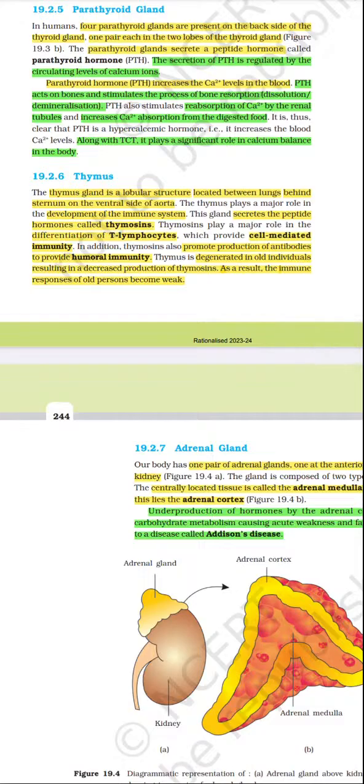Thymus. The thymus gland is a lobular structure located between the lungs behind the sternum on the ventral side of the aorta. Plays a role in the immune system; it secretes the peptide hormone called thymosin. Thymosin plays a major role in the differentiation of T lymphocytes, which provide cell-mediated immunity, and promotes production of antibodies to provide humoral immunity. The thymus degenerates in old individuals, resulting in decreased production of thymosin. As a result, the immune response of old persons becomes weak.